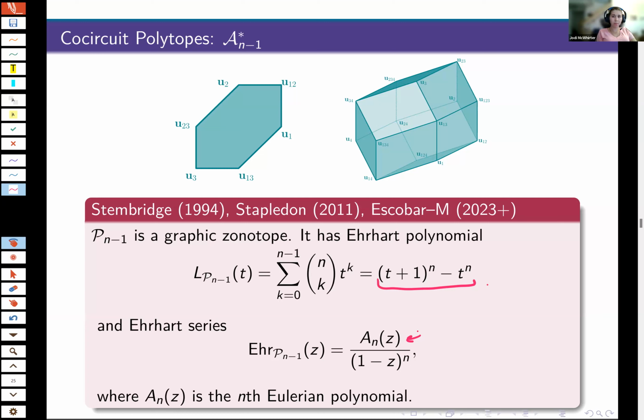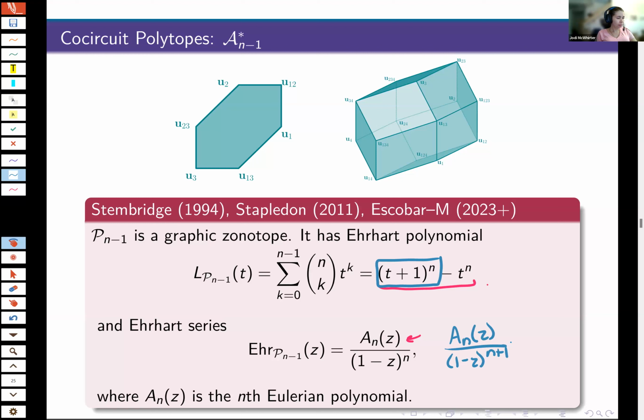And if you're at all familiar with Ehrhart theory, these two polynomials might look rather familiar, because it actually turns out that the Ehrhart polynomial of just the n-unit cube is this thing right here. And the Ehrhart series of the nth unit cube is this A_n of z over (1 minus z) to the n plus 1. So these polytopes definitely have some strong connection with the unit cube of one dimension higher, which I think is kind of cool.